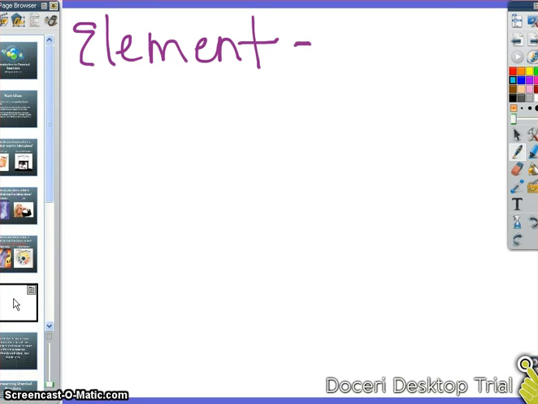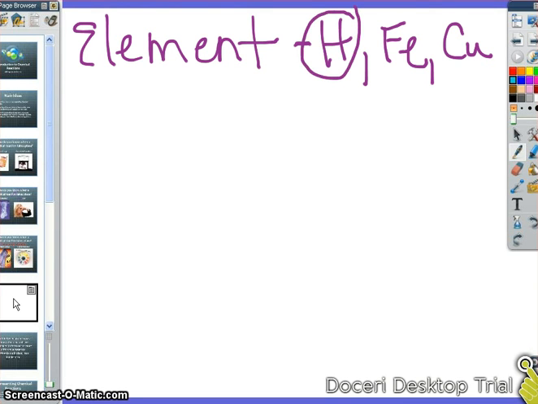Examples of elements are hydrogen or iron or copper, like we used. Anything that has a capital letter we know is a new element, and that will come in handy here in just a second. So this is one element. Because it only has one capital letter, we know that this smaller letter goes to it, and it's all one element, which is the element of iron.